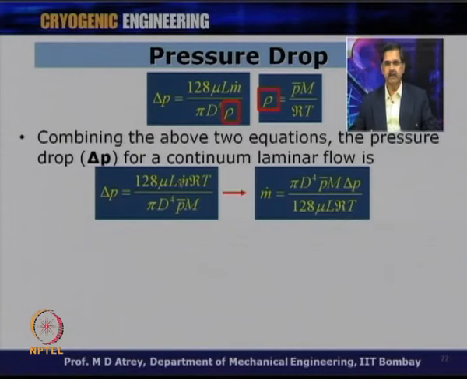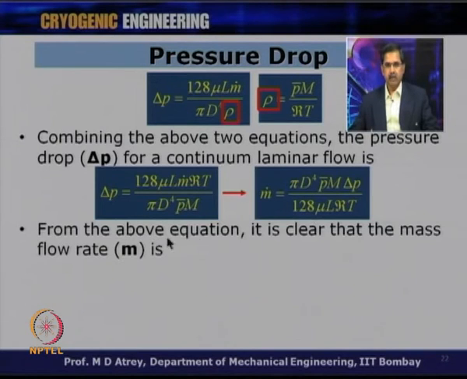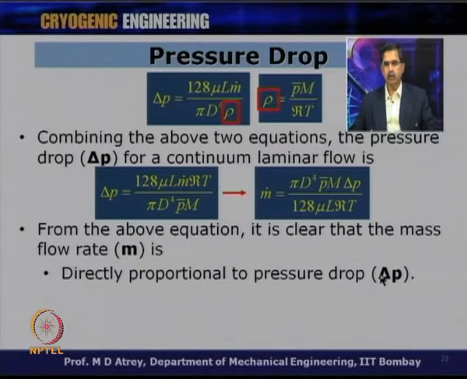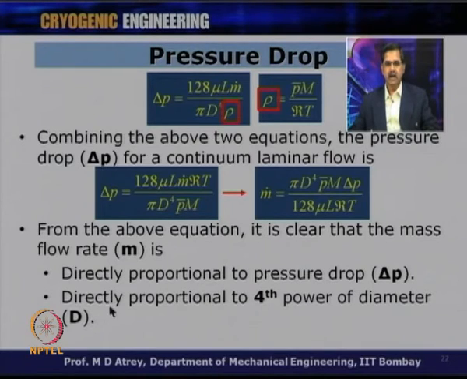So, basically delta P and m dot are directly proportional, and you get a relationship between delta P and L and d. Therefore, you get a relationship between m dot and d, and delta P. From the above equation, it is clear that the mass flow rate m dot is directly proportional to the pressure drop. So, if the pressure drop is higher, mass flow rate is going to be higher, and it is directly proportional to the fourth power of diameter. Delta P had an inverse relation with the fourth power of d, while mass flow rate has a direct relationship with the fourth power of diameter.